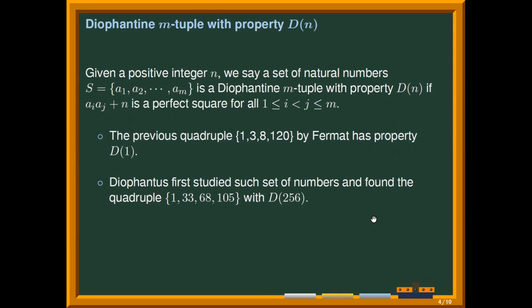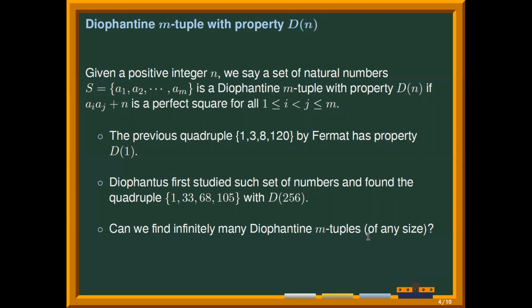I'm not going to compute whether 68 times 105 plus 256 is a square. I think I will leave that as an exercise to you after this talk. But believe me, that's just what Diophantus found. And as you can tell, this question can really date back to quite early. Okay, cool. Someone already computed that 68 times 105 plus 256 is 86 times 86. Thank you, Todd. So that's the example by Diophantus.